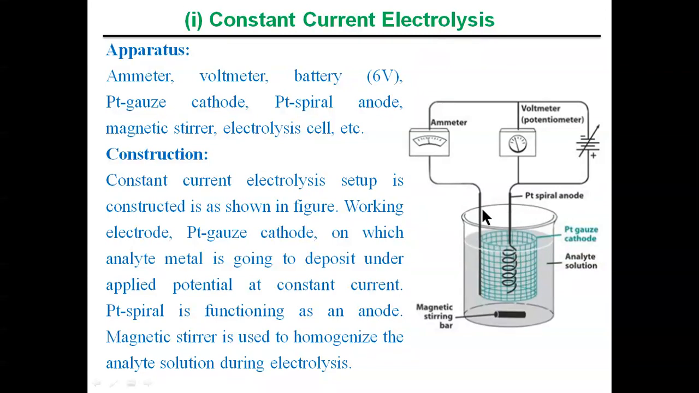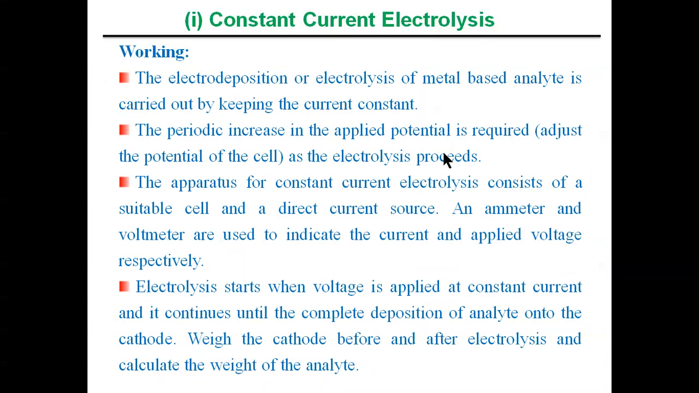So we have a two-electrode system here. We are applying the potential using the potentiometer and measuring the current by application of the constant current. So we have the construction here, and let us see the working. How is it going to work?